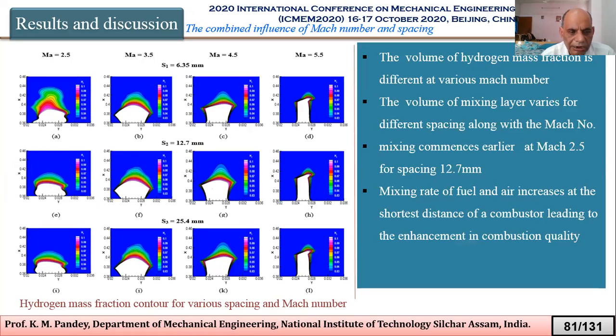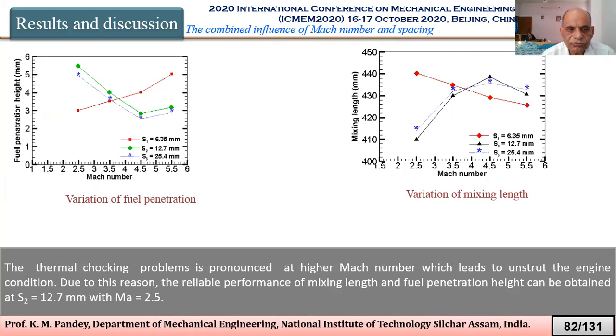And this is the hydrogen mass fraction contour for various spacing and Mach number. What we observe is that the mixing rate of fuel and air increases at the shortest distance of a combustor, leading to enhancement in combustion quality. The thermal choking problem is pronounced at higher Mach number, which leads to unstarted engine condition. Due to this reason, reliable performance of mixing length and fuel penetration height can be obtained at F2 equal to 12.7 mm with Mach number 2.5. We have come to this conclusion with our numerical computation.